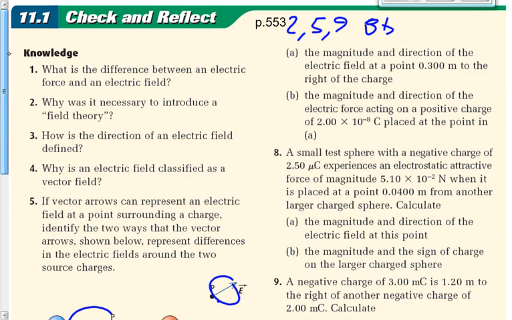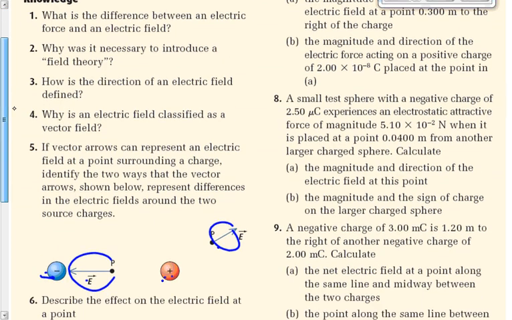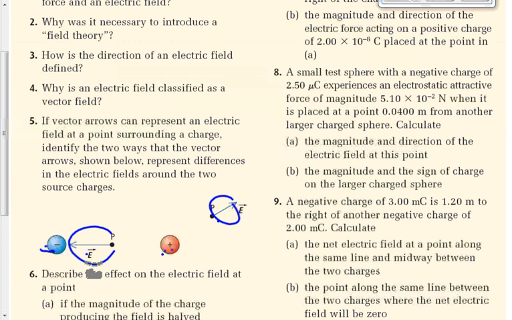All right, next question, number 9. Sorry, number 8B, I should say. Small test sphere with a negative charge of 2.5 microcoulombs experiences an electrostatic attractive force. I'm going to circle attractive force too. Okay, I have this feeling that might end up being important later on. This value, when it's placed at a distance 0.0400 meters from another larger charged sphere. Calculate the magnitude and direction of the electric field at this point. The magnitude and the sign of the charge on the larger charged sphere.